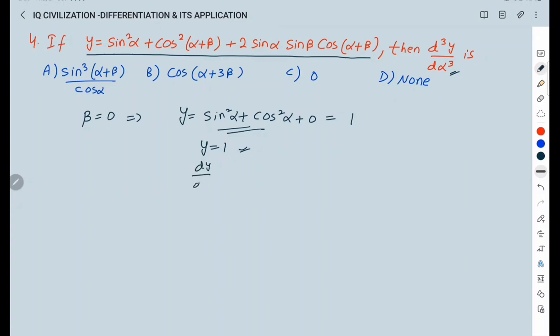What is the derivative? First order derivative, dy by dx is equal to 0. Second order derivative, d square y by dx square is also 0. Third order derivative, d cube y by dx cube is equal to 0. See, once we get a 0, however many times you apply the derivative, you will get the same 0 only. So your answer here is 0. Next one.